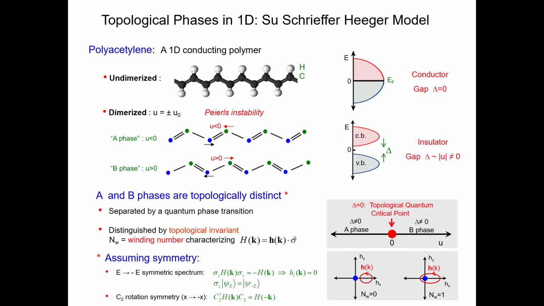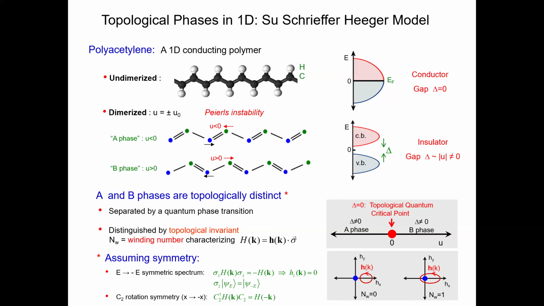We'll start off by talking about one dimension, where we have a one-dimensional polymer, polyacetylene. Polyacetylene is a chain of carbon atoms, and there's basically one electron for every carbon atom that's not bonded to the hydrogens. When you have one electron per site on a one-dimensional chain, then you basically have a half-filled band, which is a metal.